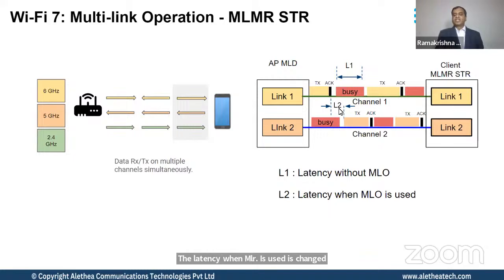I'm not specifically mentioning the fact that the throughput is also going to increase, because in a single channel case, the transmission time would be this plus this. In a multiple link case, you have a transmission here, here, here, and here. So the throughput is also going to increase. This is one of the characteristics of MLMR STR. And as depicted here, the latency in this scenario is reduced because we are able to use a non-busy link to do the transmission.